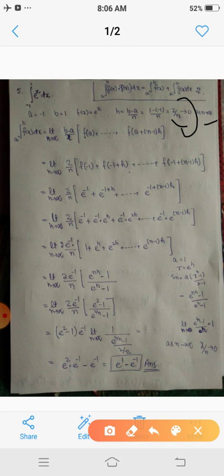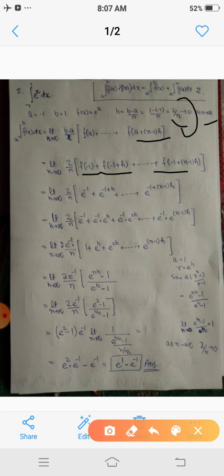Now you can also take f of a plus h up to f of a plus (n minus 1) into h. Now if you start from a plus h, then you have to put at last f of a plus nh. Here I start from a, that is why I stop at a plus (n minus 1) into h. Now substituting these values, we simply get 2 by n times f of minus 1, f of minus 1 plus h, so on to f of minus 1 plus (n minus 1) into h.